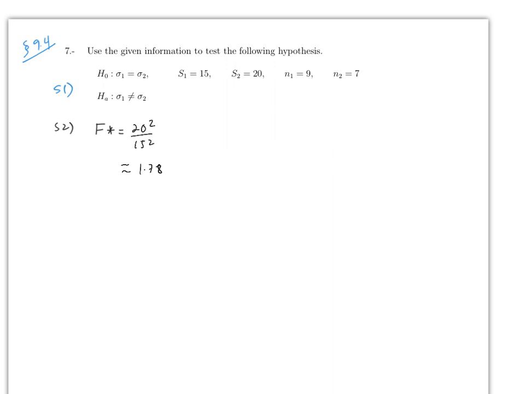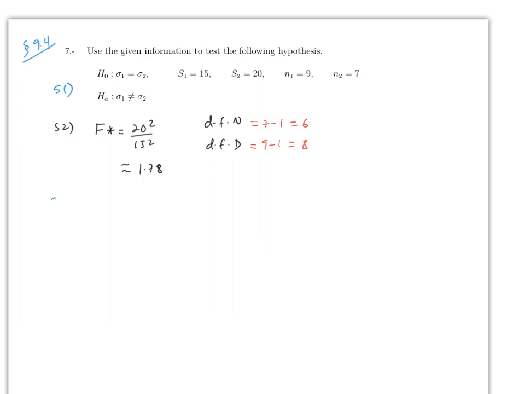Now, before we find the rejection region, the degrees of freedom for the numerator and the degrees of freedom for the denominator have to be found. Remember, this depends on the biggest s. So the biggest s is 20, so therefore this will be the numerator. So the degrees of freedom for the numerator is going to be 7 minus 1, which will give you 6. And the denominator will be 9 minus 1, which will give you 8.